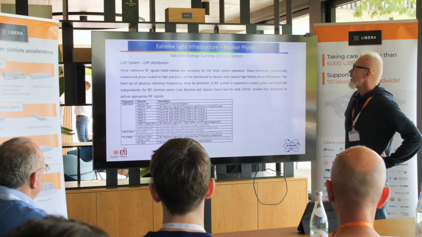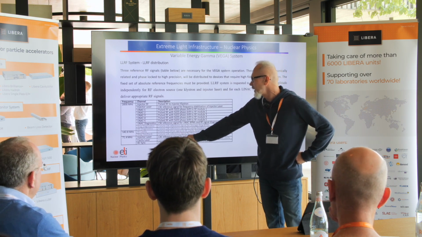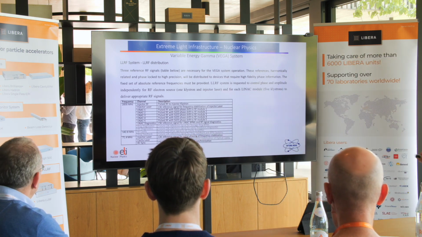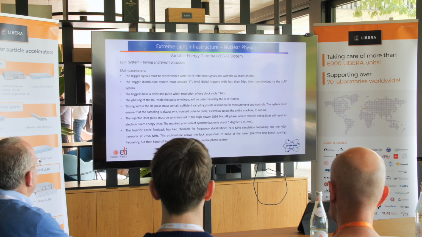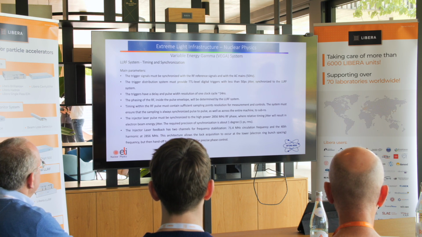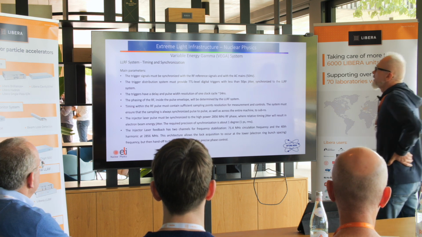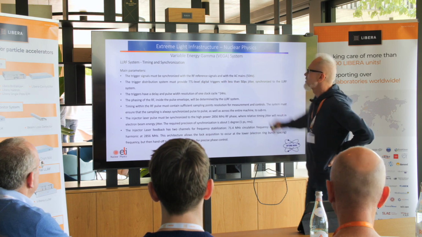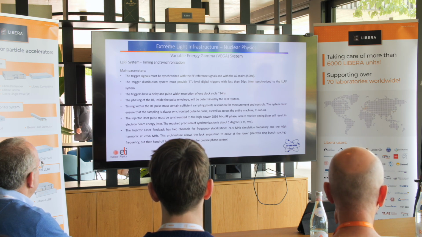And we also need to have a clock signal which will be linked to the AC main frequency in order to have a more stable operation. So here I summarized a few uses of the low-level RF timing and synchronization system. So we need, as I told, these trigger signals to be synchronized with the AC mains, with 50 hertz frequency of the AC main.